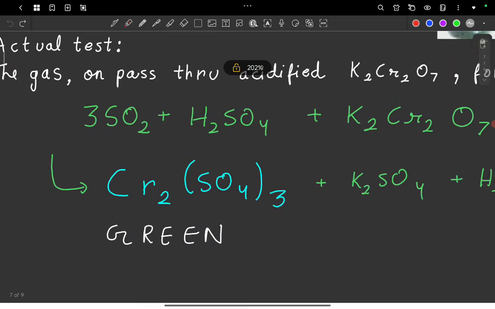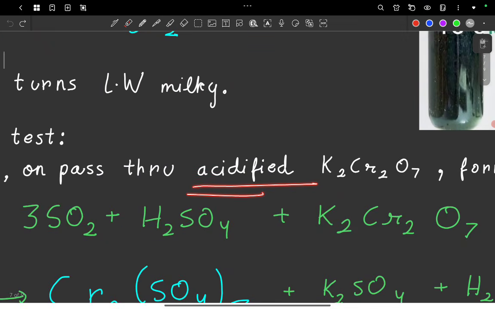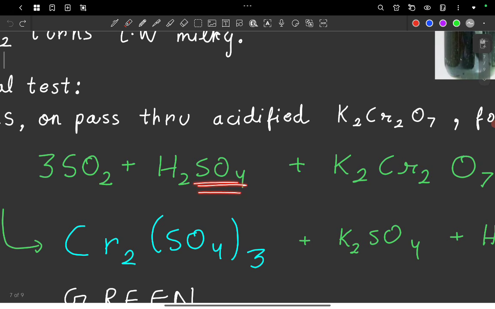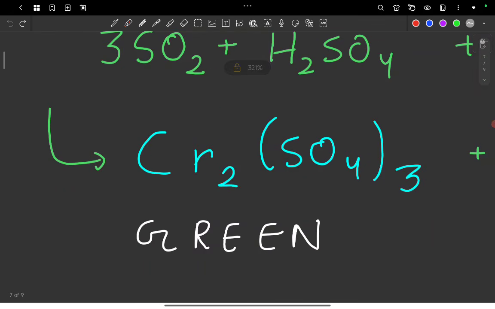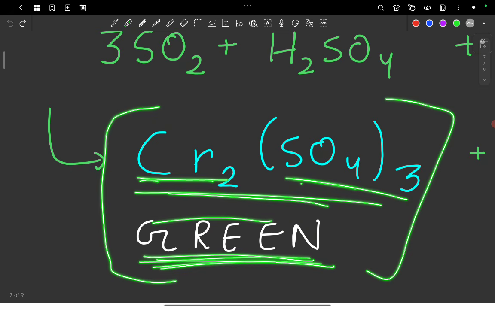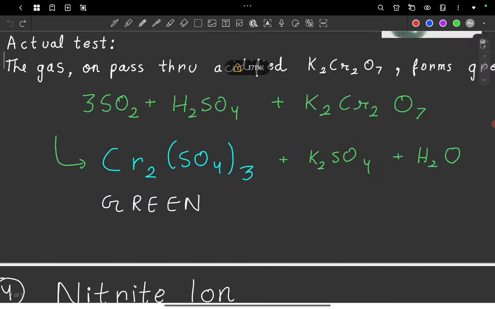What is that greenish substance? It is chromium sulfate. Acidified is important because dilute H2SO4 is still a part of this reaction, which is where the sulfate ions came from. So remember this color: this is a green substance, chromium sulfate, green. I'm saying it again and again so you will have a memory aid.